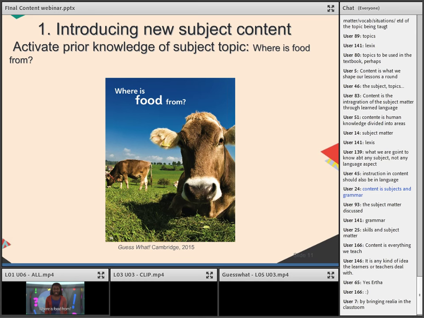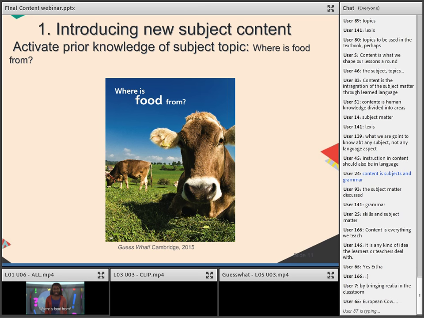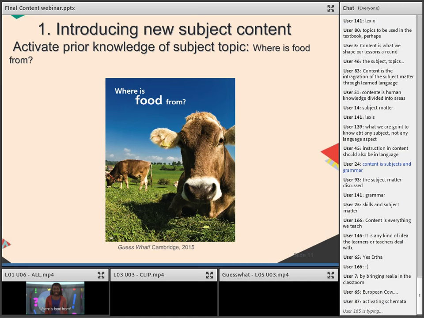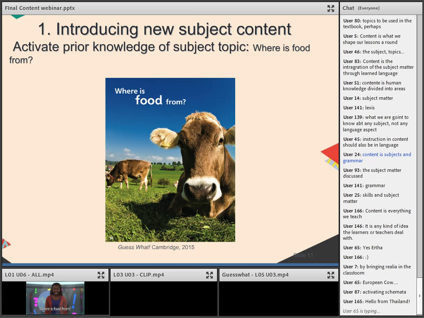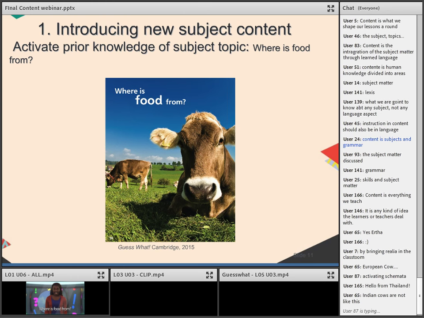First, to introduce new subject content, it's important to activate pupils' prior knowledge of their topic. In this example, new content is presented with a captivating photograph and a question about the concept. The question being, where is food from? By looking at the photograph, this encourages pupils to say words that they have already learned in previous lessons. These words could be milk, eyes, ears, nose, mouth, legs, green, blue, smell, hear, touch. Perhaps pupils will also say words such as farms or cows in their first language. Teachers can then translate these responses.